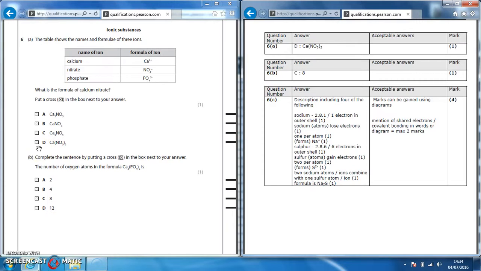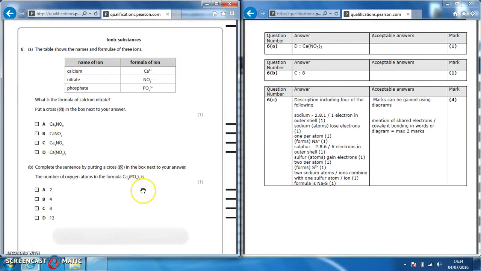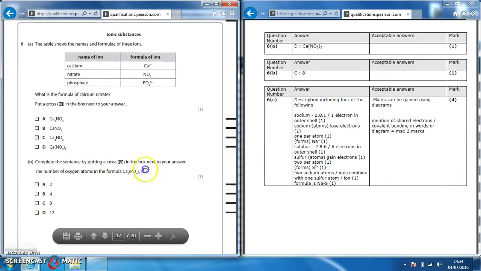For part B, number of oxygen atoms here. So it's checking your bracket skills again. There's O4, which means there's 4 oxygens, and it's in the brackets with a 2 next to it. So you've got to double everything inside the brackets. So that's 2 lots of 4 oxygens, which is 8 in total.